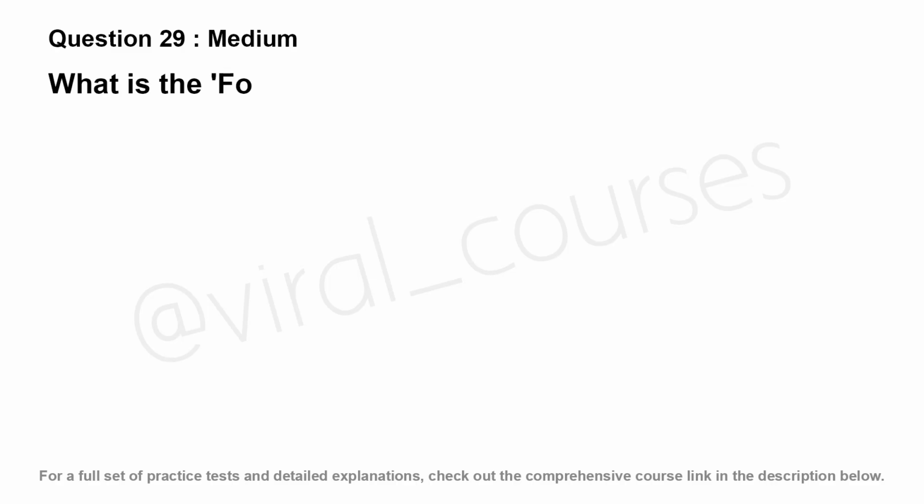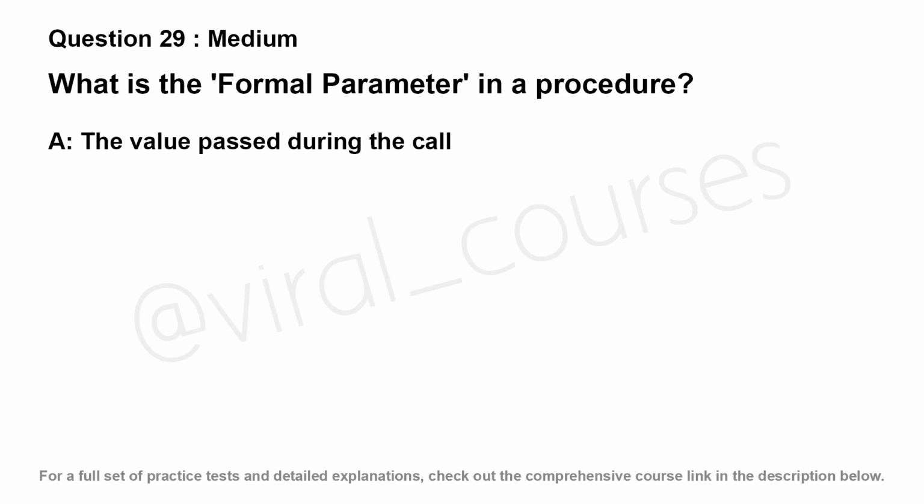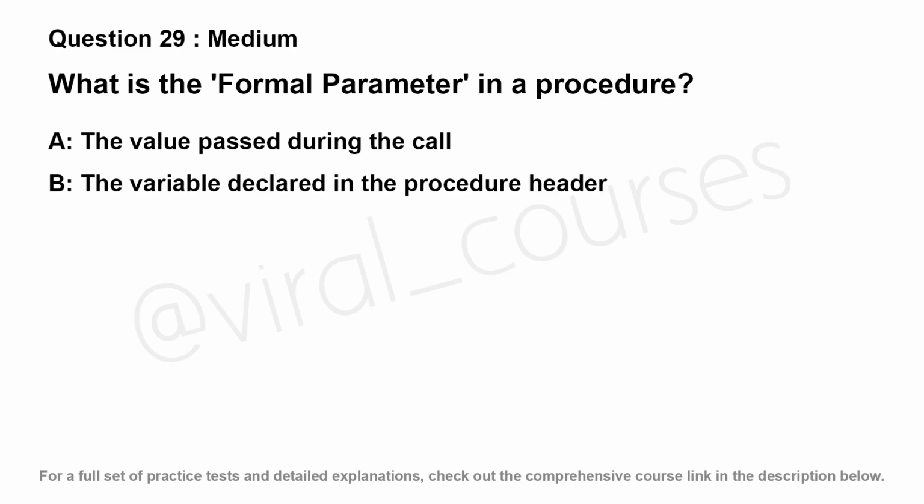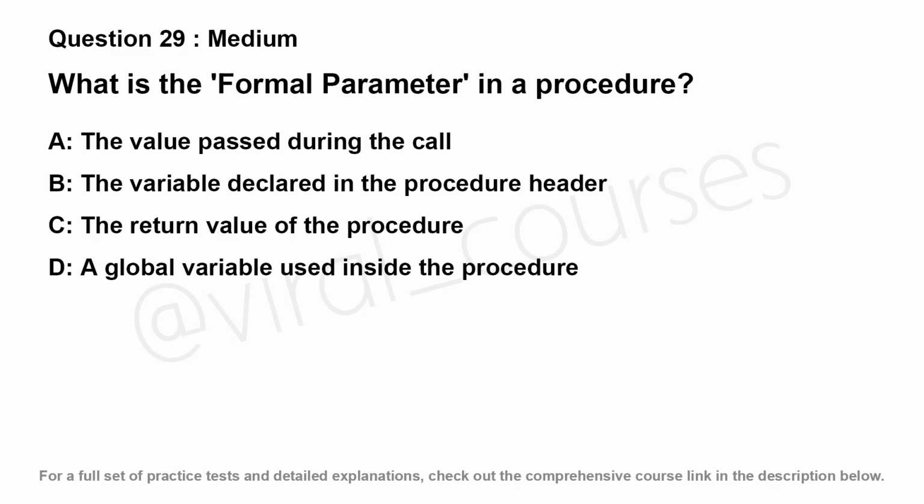What is the formal parameter in a procedure? Option A. The value passed during the call. Option B. The variable declared in the procedure header. Option C. The return value of the procedure. Option D. A global variable used inside the procedure.